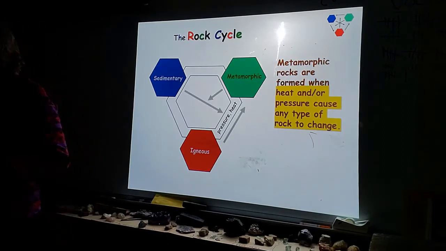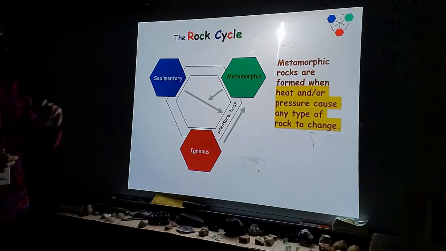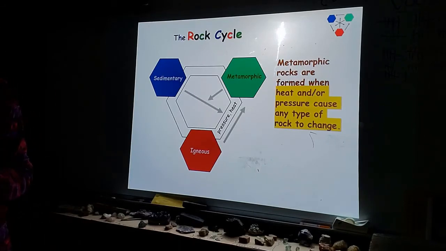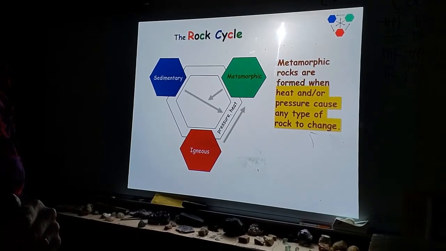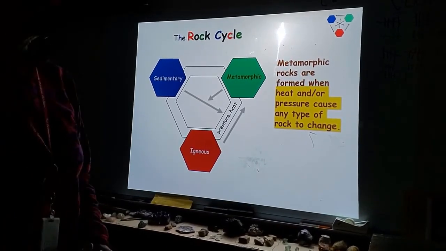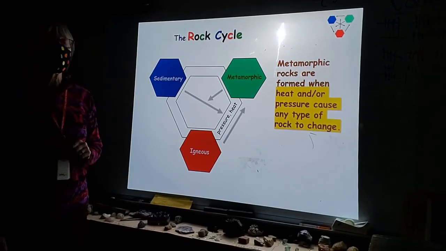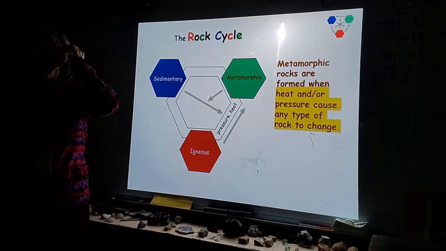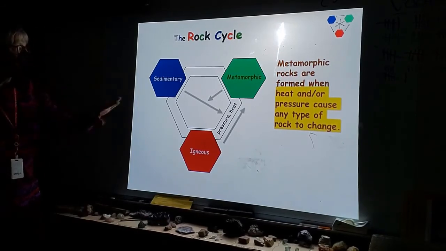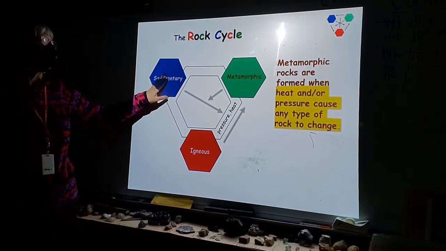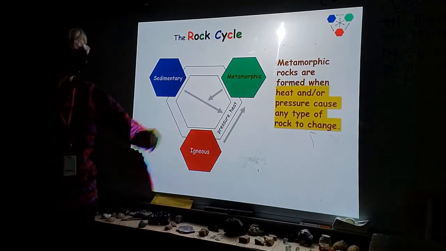Now, metamorphic rocks. This is the next block. Metamorphic rocks are formed when heat and or pressure cause any type of rock to change. Fill out the rest of that big giant space, please, on your last page. All right, so we know metamorphic rocks are formed by heat and pressure. And any rock can become metamorphic if it's subjected to enough heat or pressure. So can sedimentary rocks become metamorphic? Yes. Pressurize and heat them, they become metamorphic.